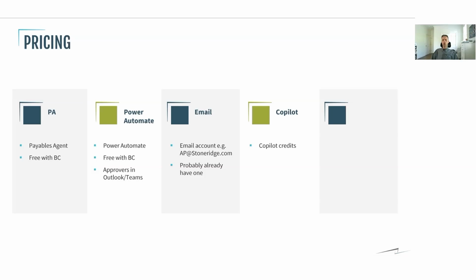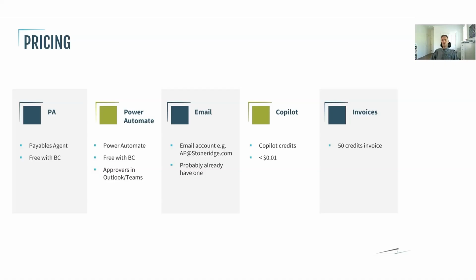Here, now we get to Copilot and we need some Copilot credits, because for the AI to kick in your agent, we need to buy some Copilot credit. Copilot credits cost less than 1 cent per credit. How much do you need? Each individual purchase invoice that is attached to an email, so each PDF, is at least 50 credits. So that's 50 cents.